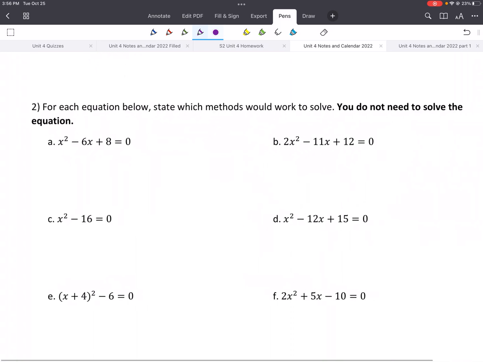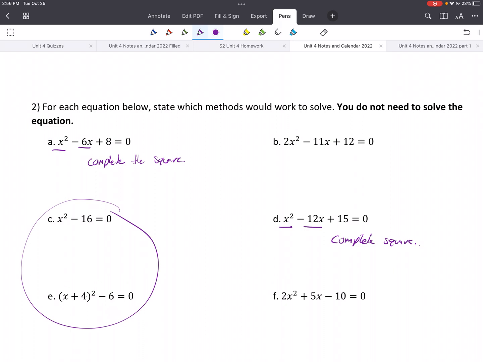Okay, so here we're just going to write down what methods would work here. So here I know that complete the square can work because a is 1 and b is even. So we can use complete the square here. Okay, I know these two would be great for using square roots to solve, because we have 1x and they're being squared.